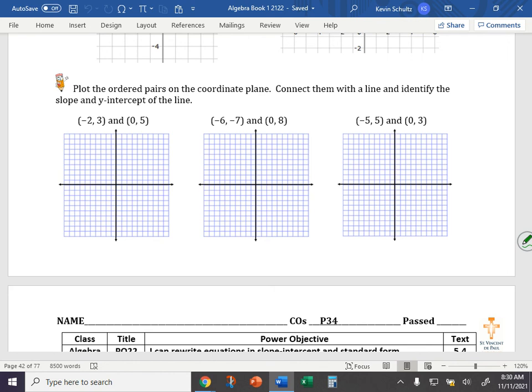The bottom three, you're plotting the points first. So we'll practice with plotting too. -2, 3 is going to be there. 0, 5 is going to be there. What's the slope of that line? And what's the y-intercept? So same thing as you did in the two up above, only now you're plotting the points yourself first instead of me giving you the line directly.